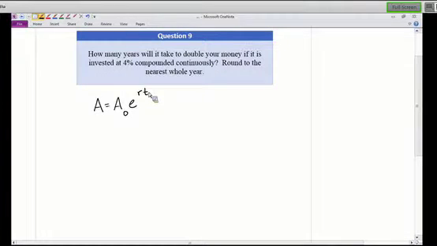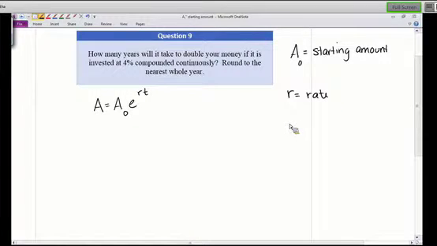Now let me just write out off to the side what these variables represent. A sub 0 represents what you're going to start off with, your starting amount. R represents our rate, and T represents time, and in this case, we're dealing with it in years, okay? Time in years. And A is equal to our end amount after the time has passed.